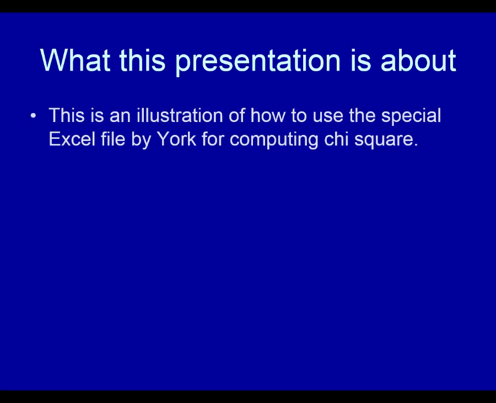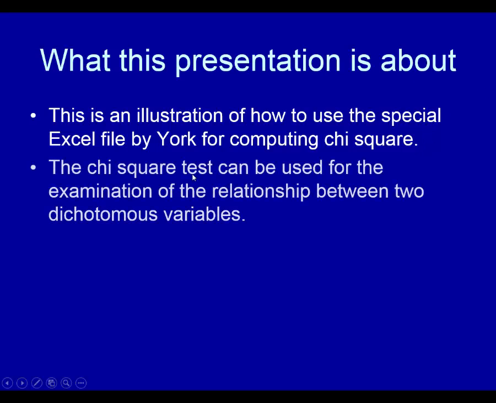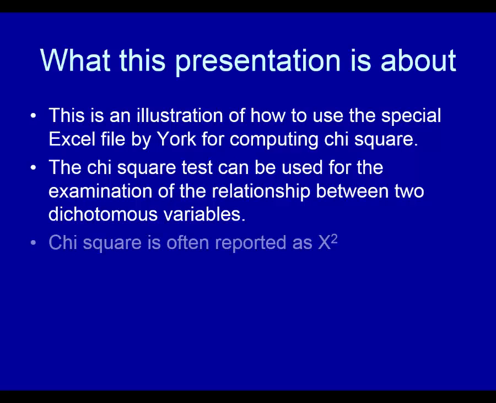This is what this presentation is about. It's an illustration of how to use a special Excel file that I have created to make it simple to use the chi-square test. The chi-square test can be used for the examination of the relationship between two dichotomous variables, meaning a dichotomous variable has only two categories. Chi-square is often reported in the literature with the letter X square.